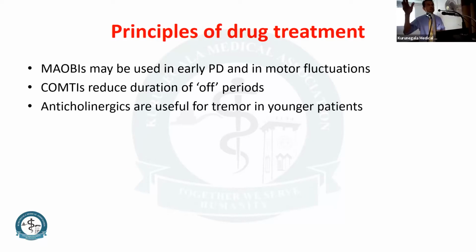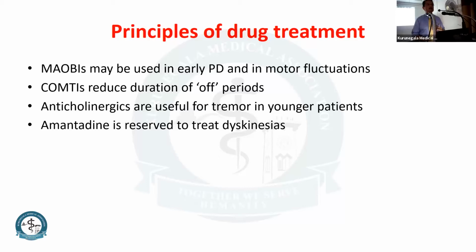Anticholinergics are very useful in tremor. But the problem with anticholinergics is they cause dry mouth and hallucinations. So they are not very useful in elderly patients because they get hallucinations and confusion. Amantadine, we use exclusively for dyskinesias. We don't use it for treatment of Parkinson's disease.